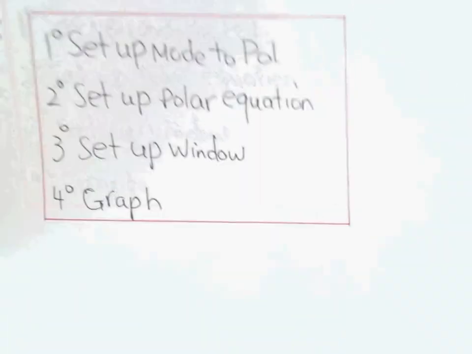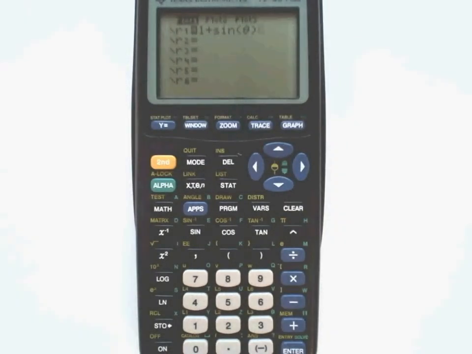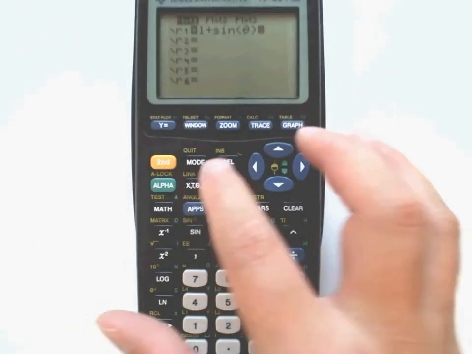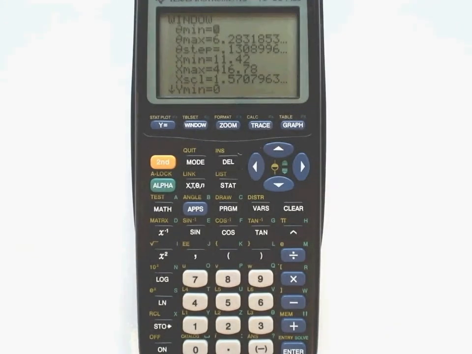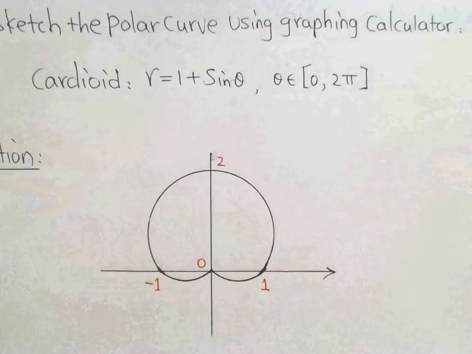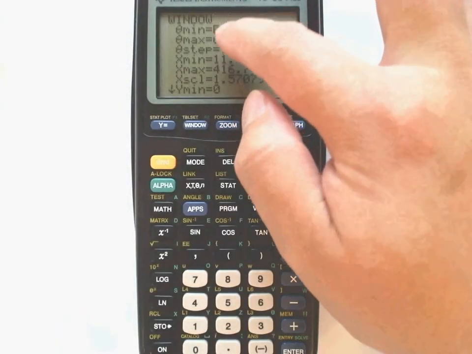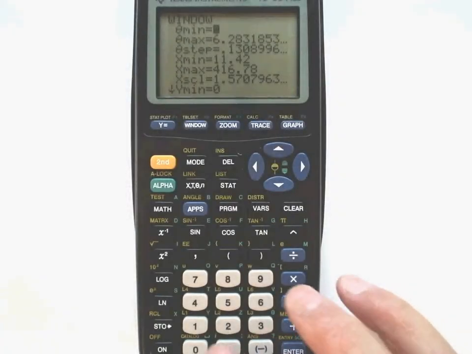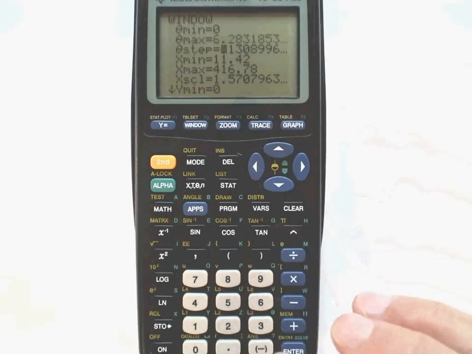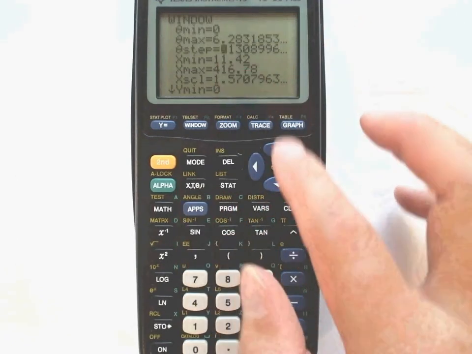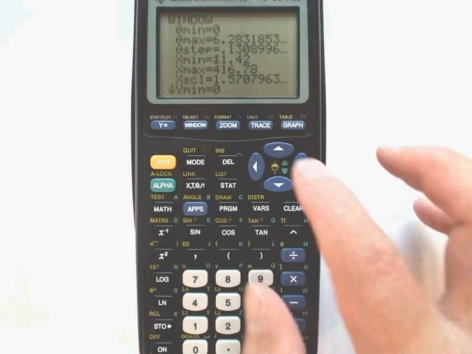For the third step, we're going to set up a window. So how to set up a window? Let me tune the screen a little so you can see it clearly. Much better. Let's look at it. This is the equation. First, theta minimum and maximum: 0 to 2 pi, no problem. And the theta step does not matter, it's 0.1 or something.